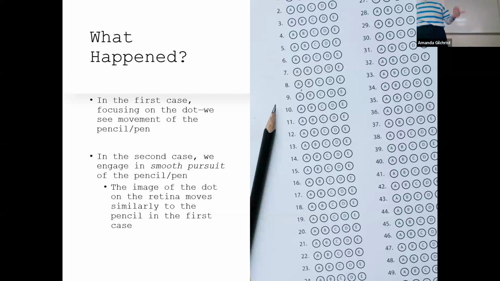So in the case of smooth pursuit, if you were engaging in smooth pursuit of the pencil, what you might actually notice is that the image of the dot on the retina would actually move similarly to how the pencil did the first time. But because you weren't really focused on the dot, you were focused on the pencil, you might not have caught that.